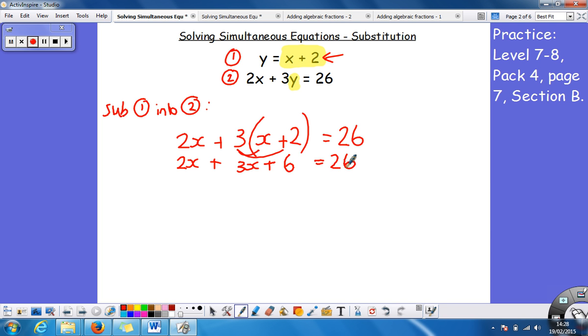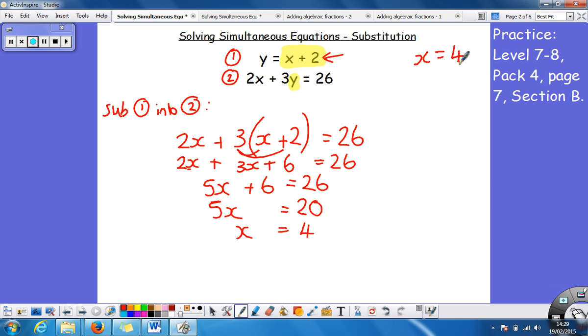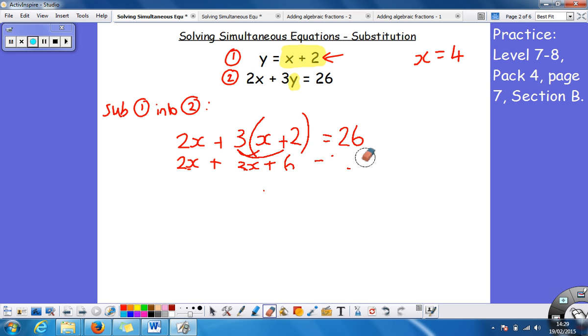Okay, I've got two terms with x here. So I'm going to collect them together, and I've got 5x plus 6 equals 26. Well, I'll subtract 6 from both sides, so 5x equals 20, and divide by 5 on both sides gives me x equals 4. There's my first part of my solution then. x equals 4. Halfway there. Now we need to substitute to find out what y is to get the second part of our solution.